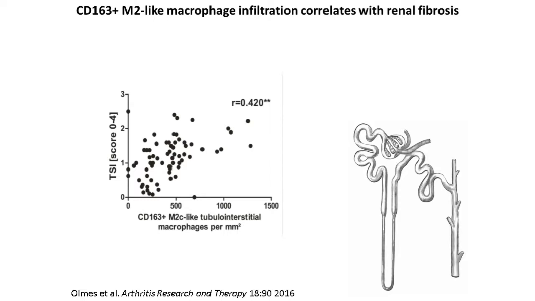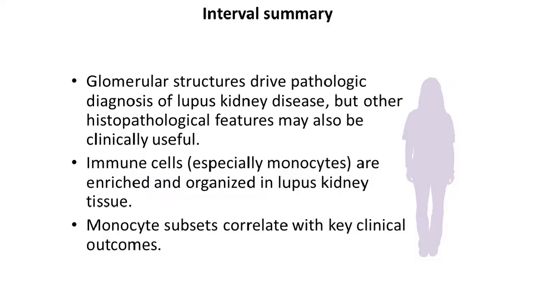Importantly, the infiltration of this particular subset of M2-like macrophages correlates with renal fibrosis, and it is well established that renal fibrosis is a strong prognosticator for renal outcome. The extent of renal fibrosis, which is on the y-axis right here, seems to correspond to, or depend upon, the amount of CD173, these infiltrating M2-like macrophages.